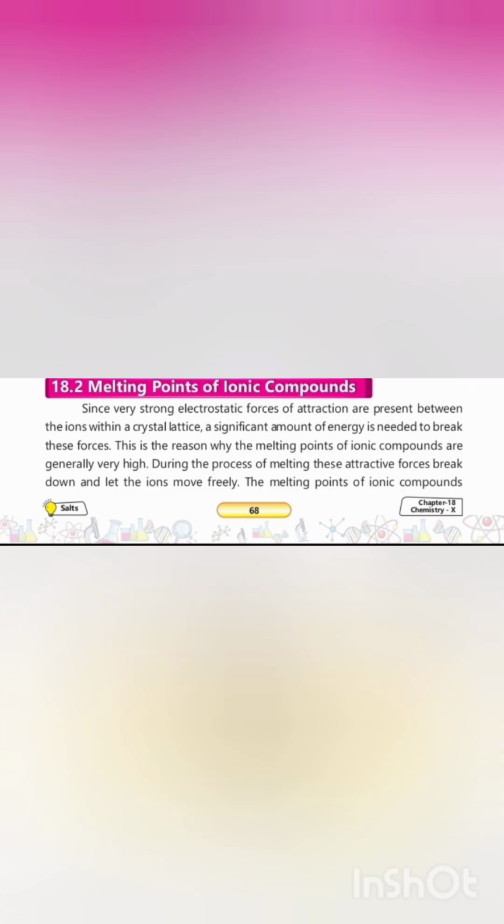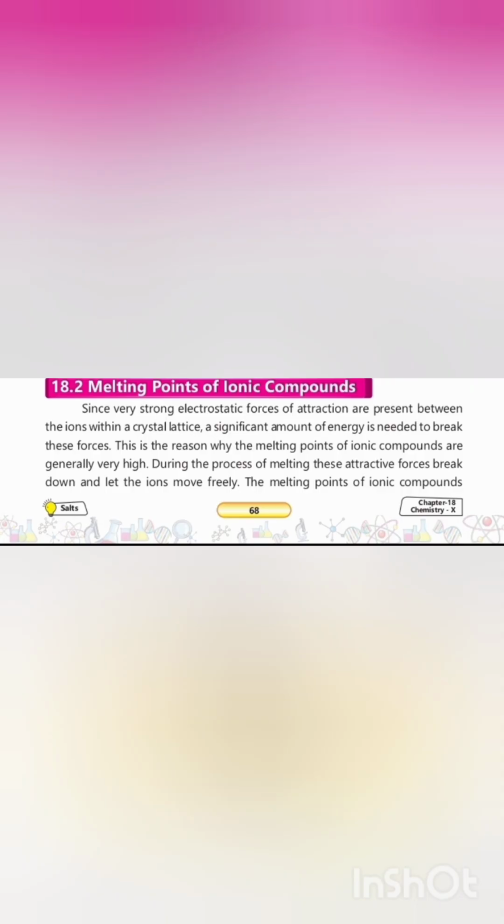Now let's see the second concept, which is melting points of ionic compounds. Because the ions inside a crystal lattice are bound by incredibly strong electrostatic forces, a significant amount of thermal energy is required to break these bonds apart. They have high melting points. This intense structural strength explains why ionic compounds generally have very high melting points.